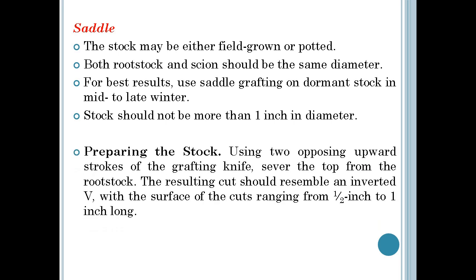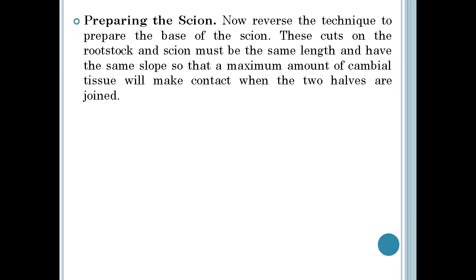Preparing the stalk. Using 2 opposite upward strokes of the grafting knife, sever the top from the rootstock. The resulting cut should resemble an inverted V with the surface of the cut ranging from ½ to 1 inch long. Preparing the cion. Now, reverse the technique to prepare the base of the cion.